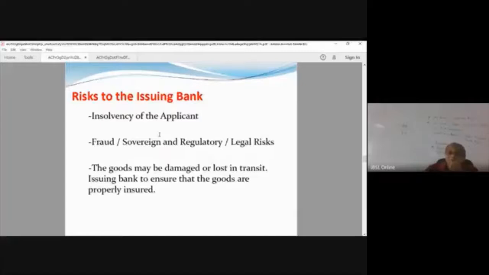The funniest thing is when you read the entire Incoterms 2020, just see, in most of the Incoterms they say insurance is not a responsibility of the seller nor the buyer. Not a responsibility of the importer also.